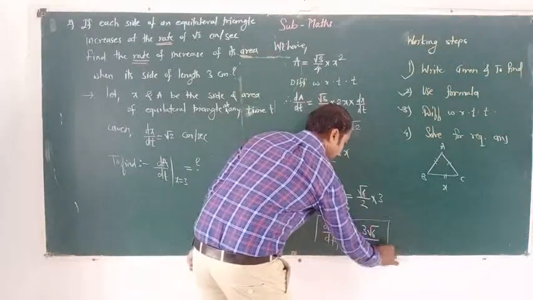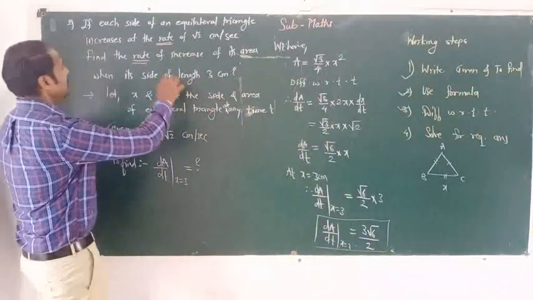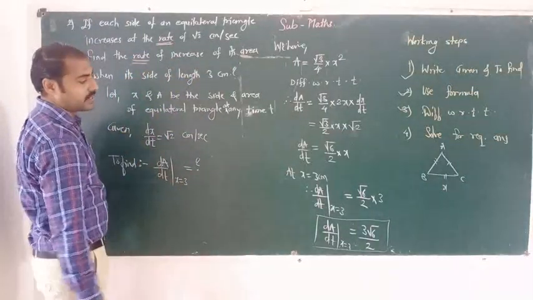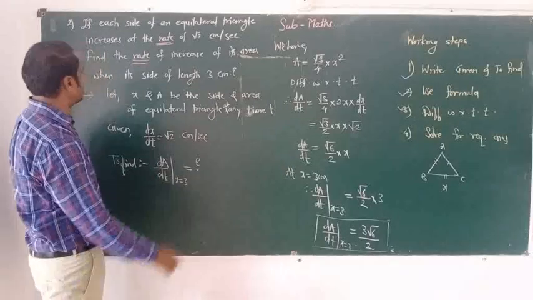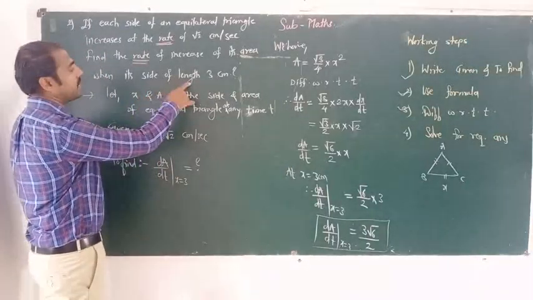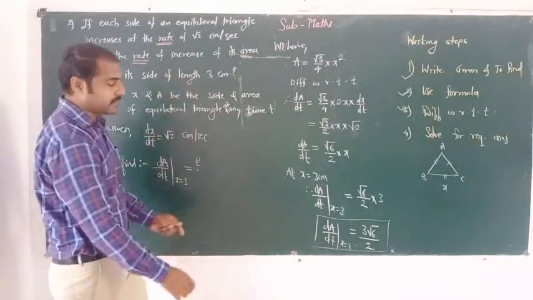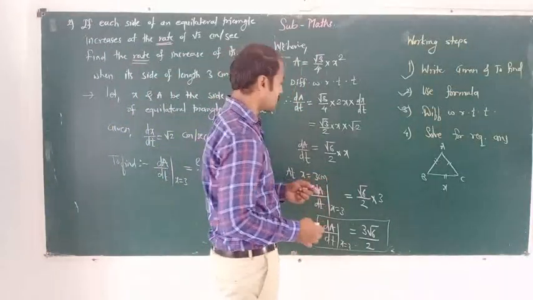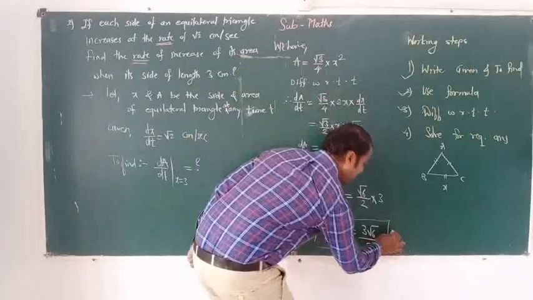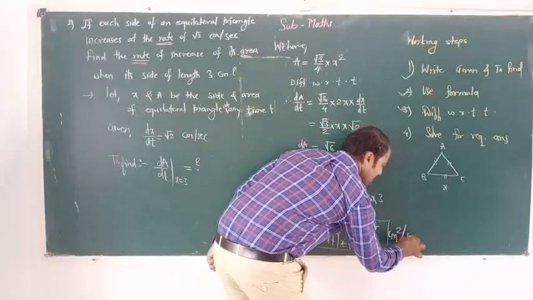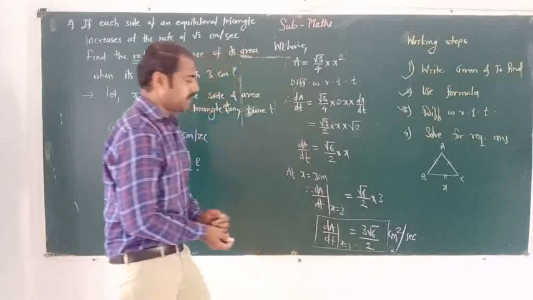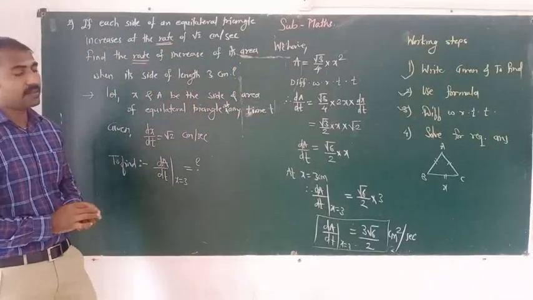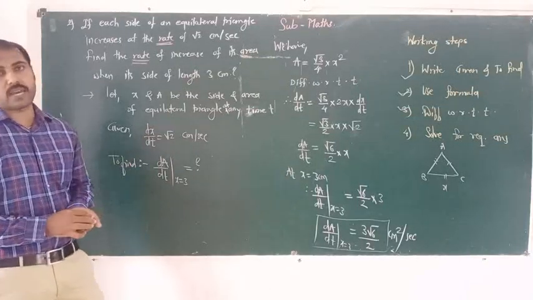Thus I can say here the rate of increase of its area is 3 root 6 divided by 2 when the side is 3 centimeter, and the unit for this area is square unit. So centimeter square per second is the unit of that rate of change of area.